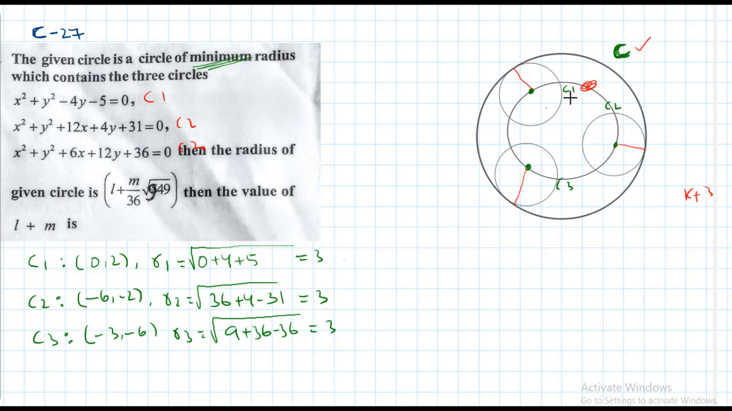It is better to find the radius of the circle which passes through the centers of the circles C1, C2, C3. C1 coordinates are given, C2 coordinates are given, C3 coordinates are given. We want to find the equation of the circle which passes through 0, 2; minus 6, minus 2; minus 3, minus 6. After that, we need to find its radius and add 3 to the radius. That is the radius of the required circle. Easily you can find the equation of the circle passing through three centers, by using the 3-point form.